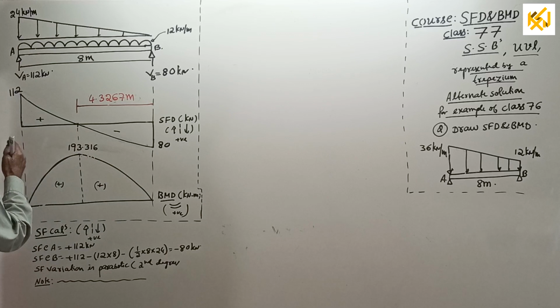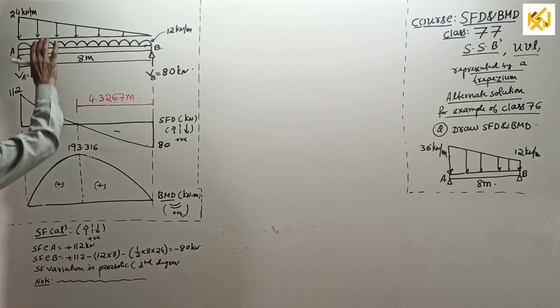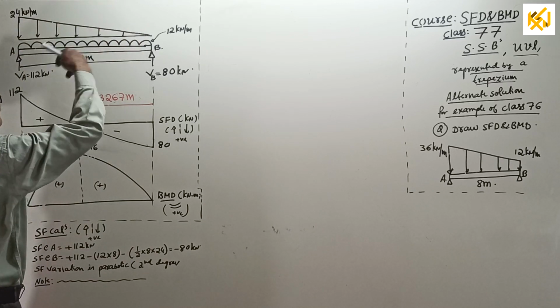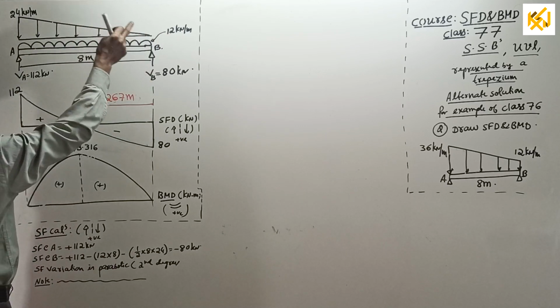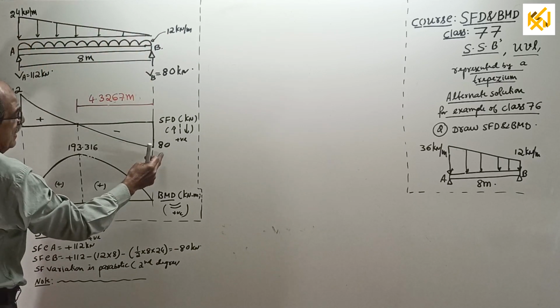Or you can do one thing. Go up by 112, come down by this total load, that is 12 into 8 and half into 8 into 24. It will correctly come 80.